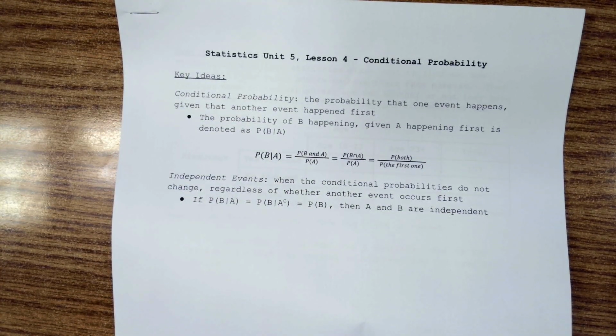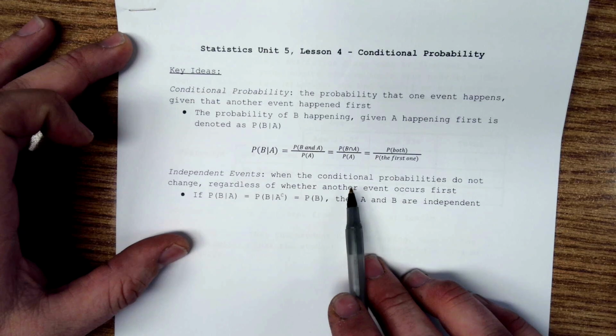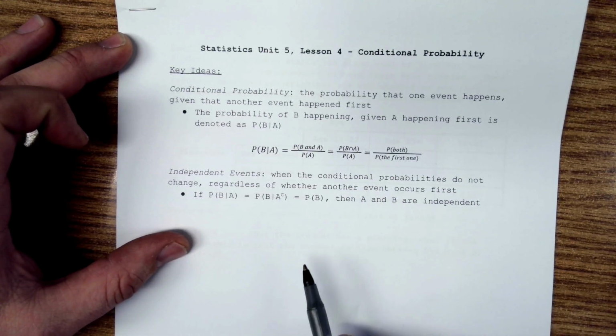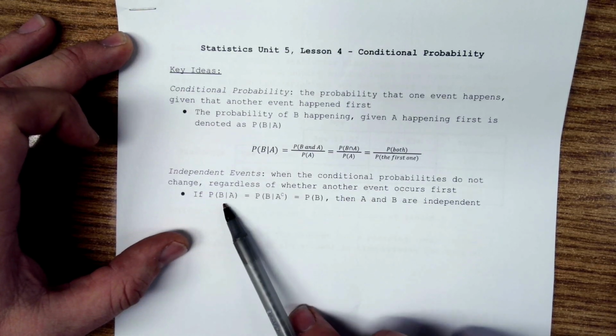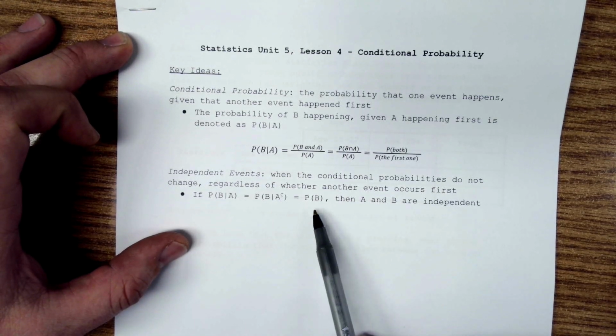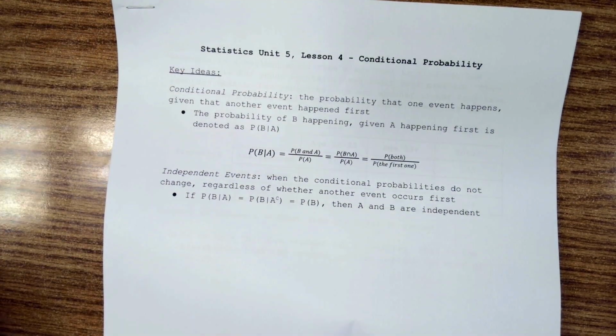So the next part is sometimes P of B given A and P of B given anything else happening first are the same. And that would mean that these are independent events. B and A are not actually related. So when the conditional probabilities don't change regardless of whether another event happens first, P given A happened first or P given A did not happen first, and both of them are just P of B, then A and B must be independent of each other.